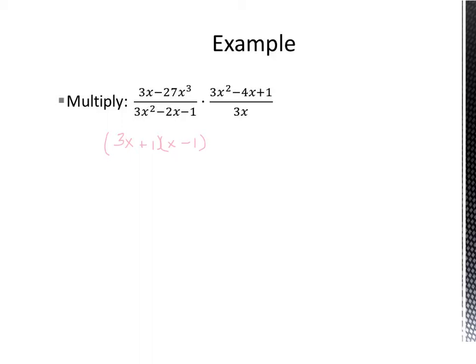This one up top has the greatest common factor of 3x, which is going to be 1 minus 9x squared, which happens to be a difference of squares. 1 minus 3x, 1 plus 3x. It's kind of backwards, but it's a difference of squares. 3x and x minus 1. Alright, so everything is factored, so that's the first step.